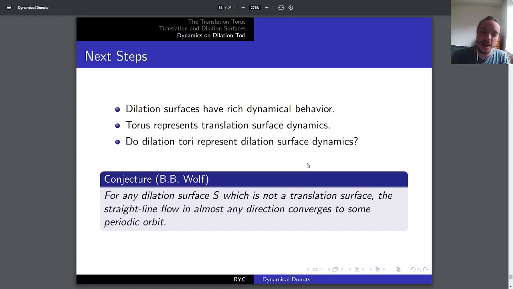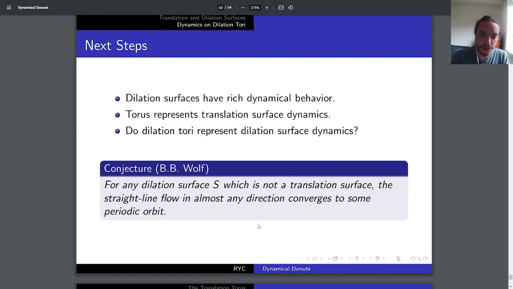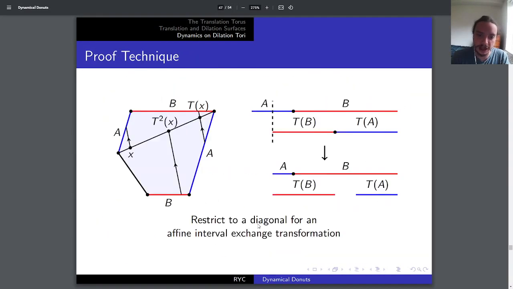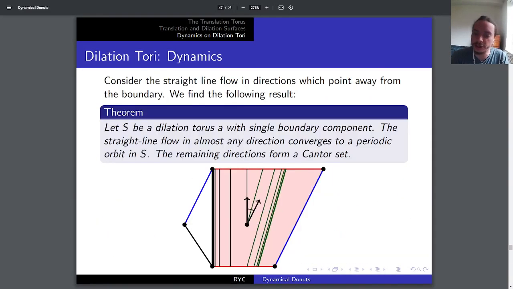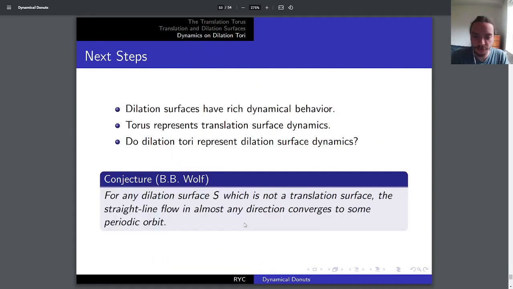We might wonder, is it true that on any dilation surface almost every flow converges to a periodic orbit? And this is actually the big conjecture, that if you take any dilation surface at all, if it's not a translation surface, so as long as it has some dilation, then the straight line flow in almost any direction is going to converge to some periodic orbit as time goes on. Okay, so this would be like the analog to this theorem. But even if you were to prove something like this, you still wouldn't have any clue what happens on leftover directions.